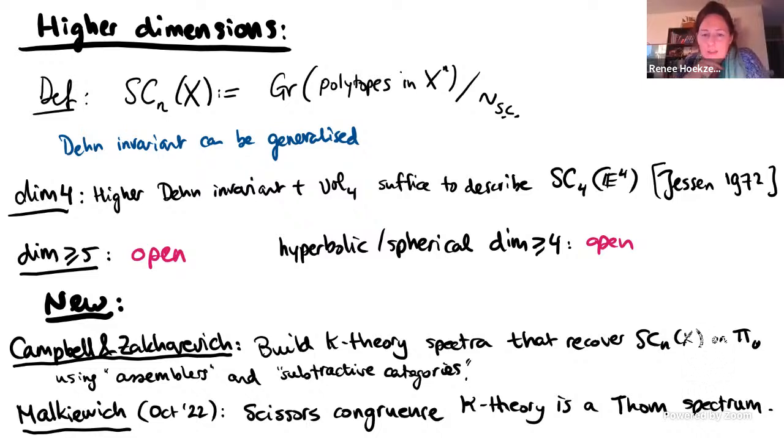There are higher homotopy groups of such a spectrum, which generalize or categorify these scissors congruence groups. And very recently, Malkiewich, just this month, showed that scissors congruence K-theory, so the spectra built using their machinery, is a Thom spectrum. So there's some hope to compute things about these higher scissors congruence groups.